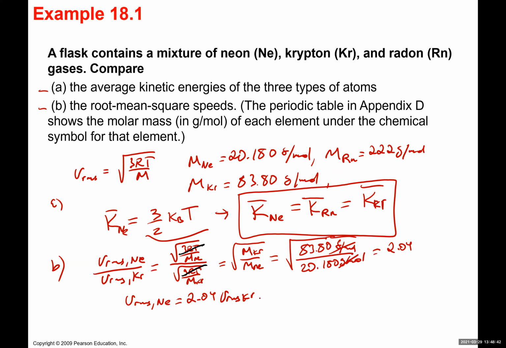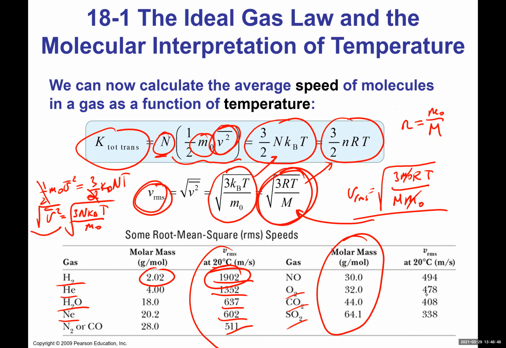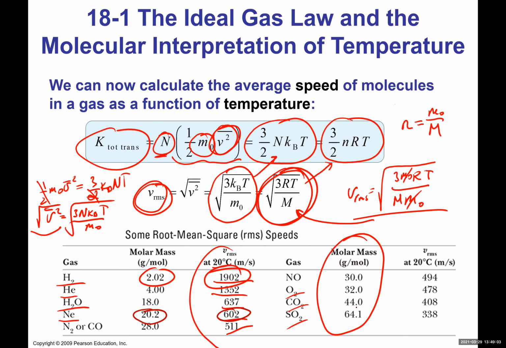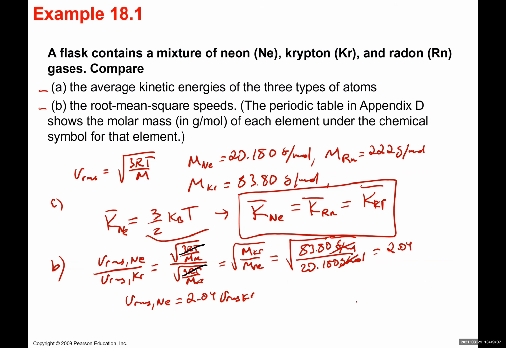That means it is moving twice as fast. So if, for example, I go back to this table, I can see that I have for the neon 602 meter per second, let's say at 20 degrees Celsius room temperature. Then the krypton will be moving about half of that, so probably about 300 meter per second. All right, so the same thing I can do for all of them.